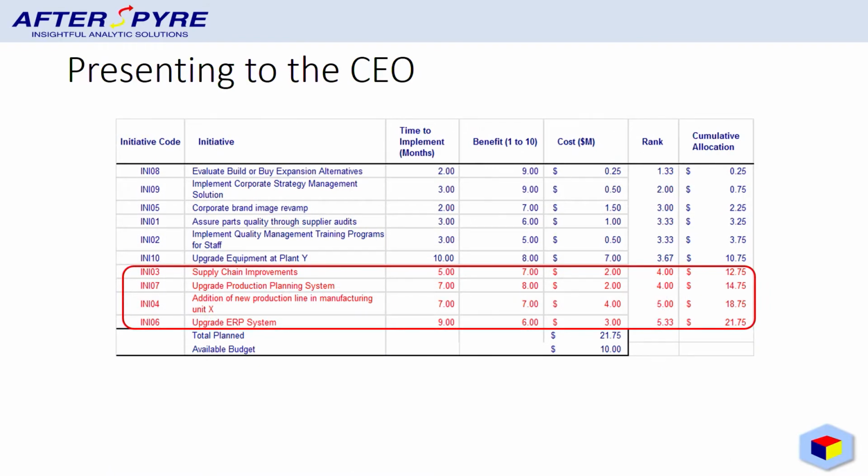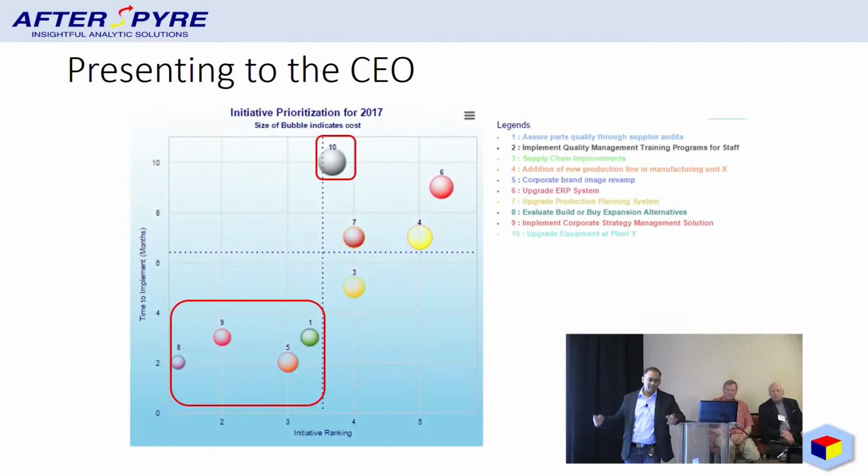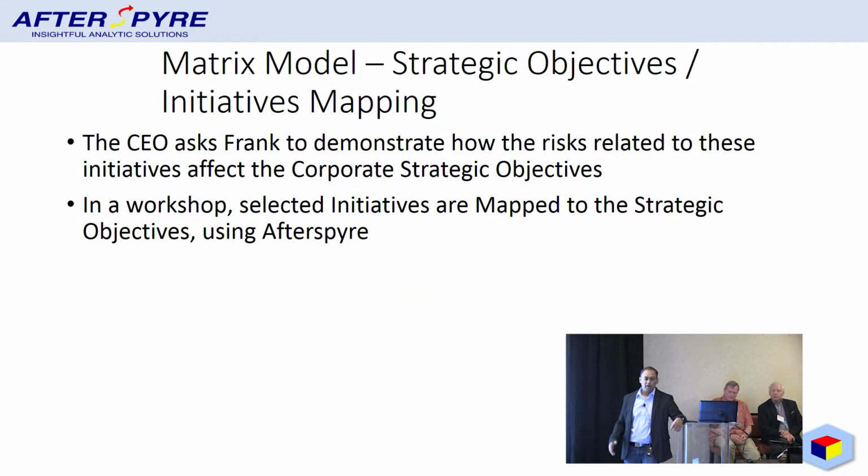And rather than presenting this on Excel to the CEO who doesn't like Excel, you can use the Afterspyre four-box graphs to show him what I call pretty pictures, and then the analyst can support the management in really understanding which strategic objectives to be used.